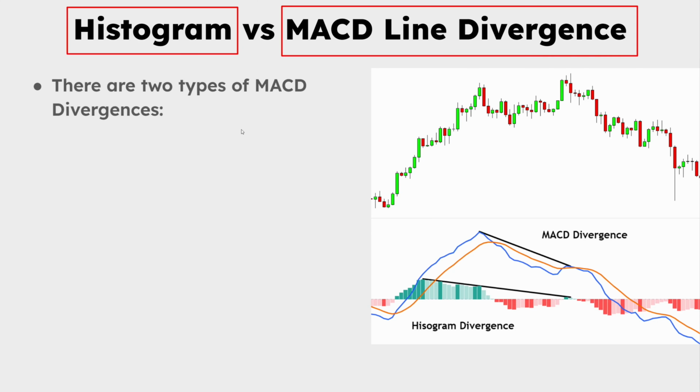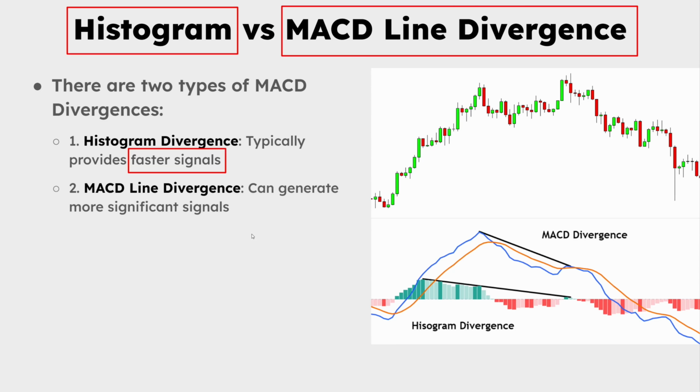So basically, as I said, there are two types of MACD divergence. First of all, we have the histogram divergence. And the histogram divergence typically provides faster signals, while the other type, the MACD line divergence, can generate more significant signals. So if you guys take a look at this chart right here, you can see that we have the price on the top and we have the divergence on the bottom. And we will talk more in depth about divergence very soon.